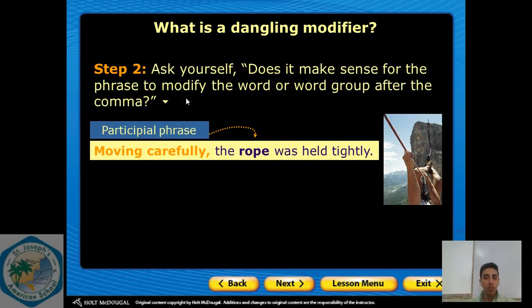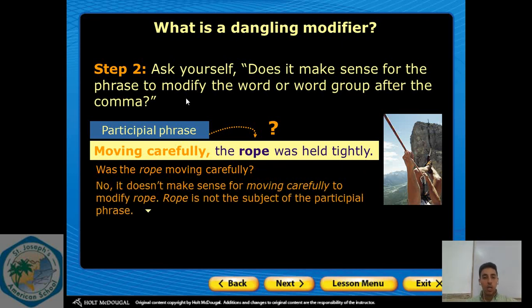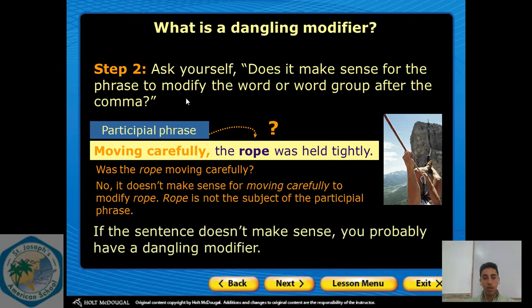Ask yourself, does it make sense? No, it doesn't make sense. Sometimes we speak using dangling modifiers. Okay, I can understand you, but academically it's not right. It must be fixed. No, it doesn't make sense for "moving carefully" to modify rope. Rope is not the subject of the participle phrase. So it's definitely wrong. It's dangling here.